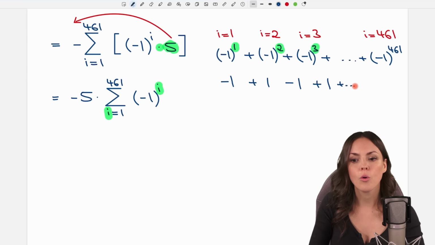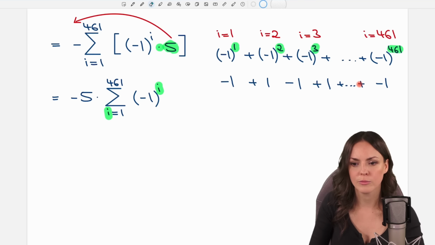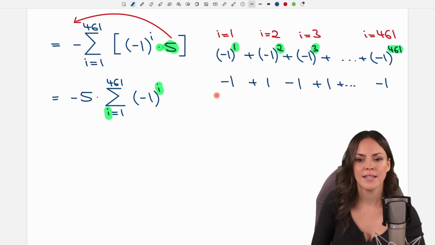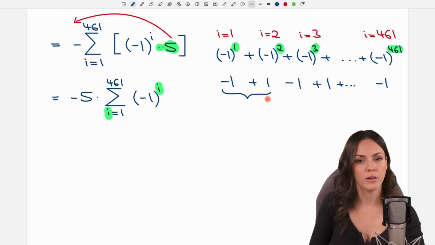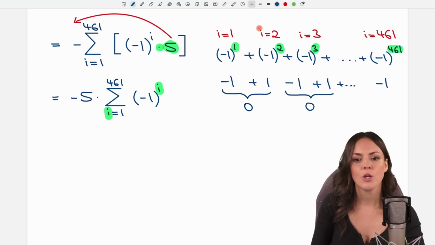And so on until, well, the last element, we have an odd exponent. So this result is going to be negative again. So we don't have a plus 1, we have a negative 1. Okay, so if we take a look at it, we have negative 1 plus 1, which cancels out, negative 1 plus 1, which cancels out. So every time we have an odd and then an even exponent, these two cancel out. So odd, even, odd, even, odd, even always cancels out.